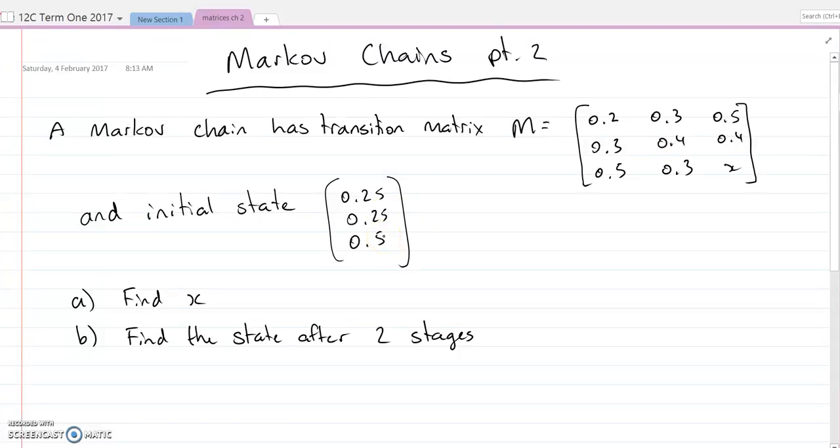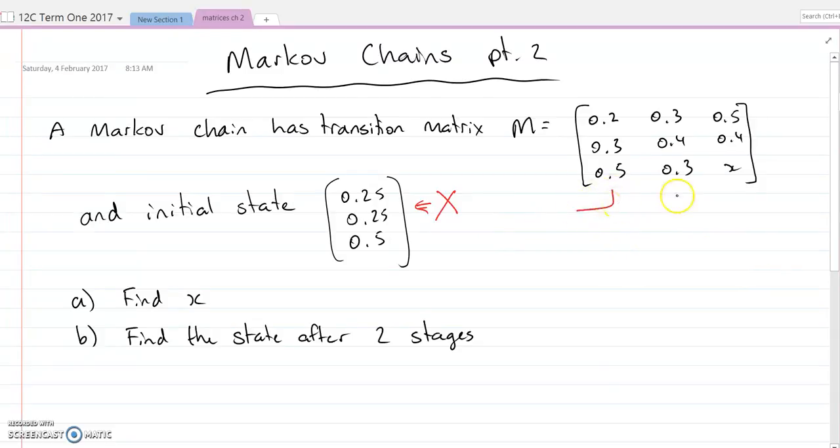And so these are chains because if this is our x, this thing here, and this is our m, after one stage we've got mx, and then we've got m times mx, and then m times m times mx, in the first stage, second stage, or first week, second week, whatever stage you're using. Alright, so first off, find the value of x.